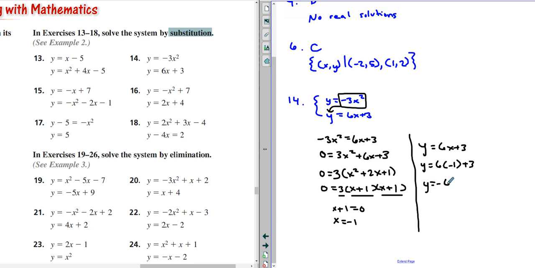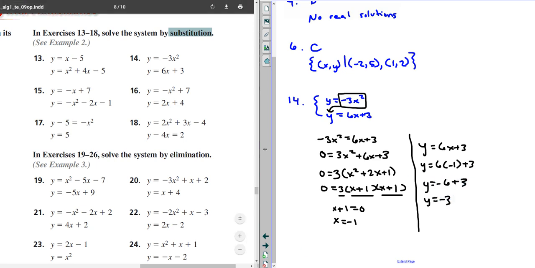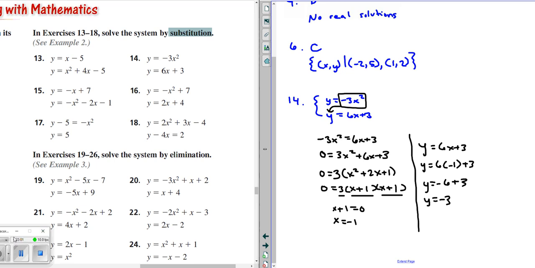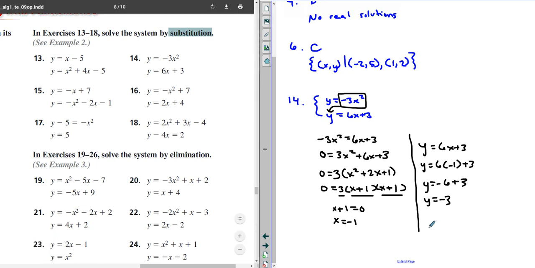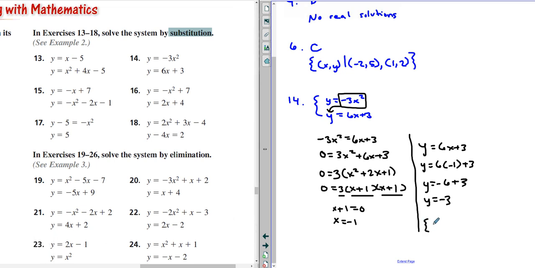So my solution here, the set of x, y, those are my intersection points. My only intersection on this one is negative 1, negative 3, and that's my answer. All right, moving on. The next one that I will do, the last one that I'll do, is 24. I'm only doing the even problems, so 24 coming up.